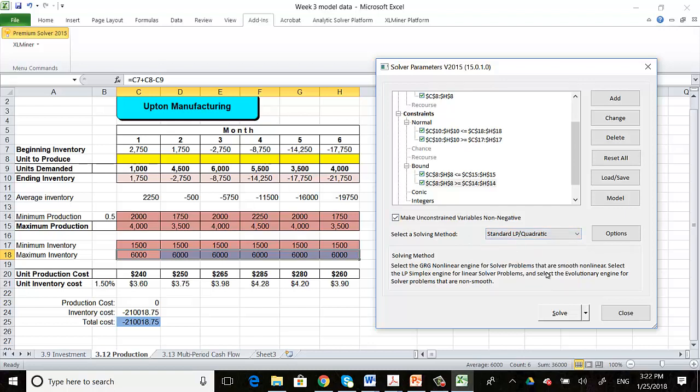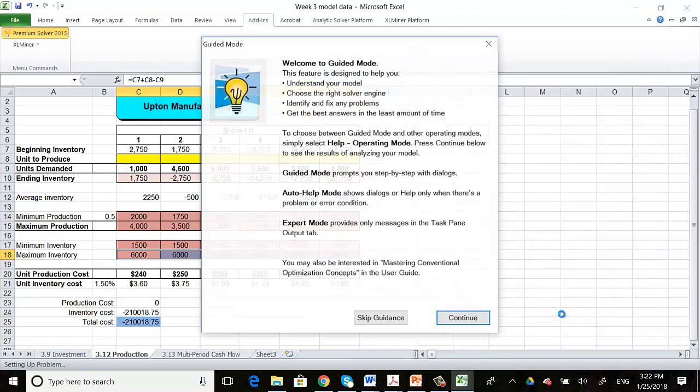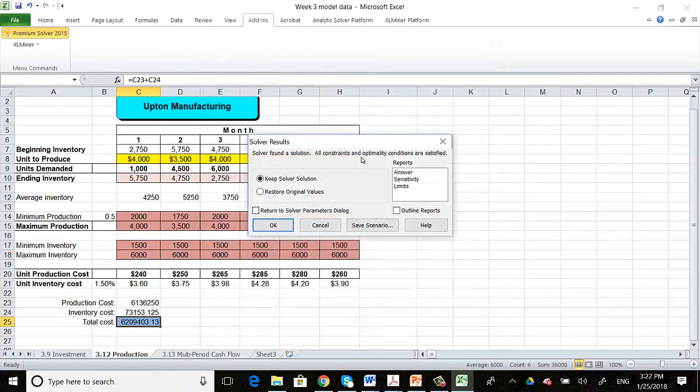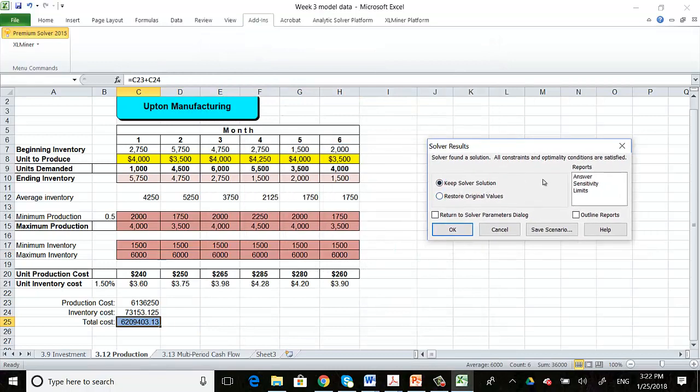Okay, so LP. Solve. Okay, found the solution. Satisfied.